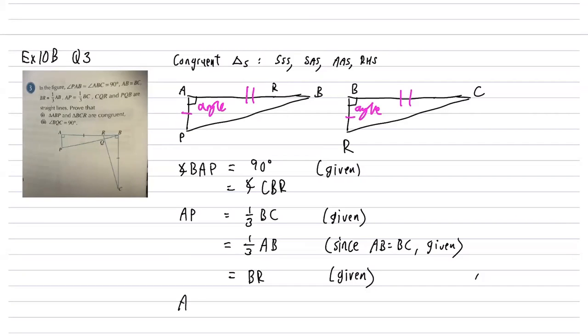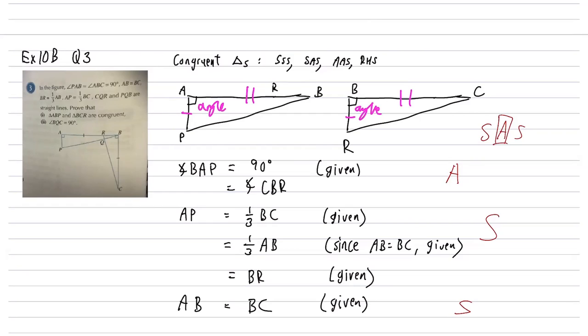Why? It was given. That's it. Sorry, we are not using RHS, we are using SAS. This is the angle, there is the side, and there's the side. For SAS, the angle must be included. So S, A, and S, the angle must be in between the two sides.